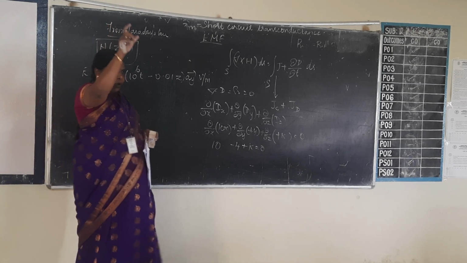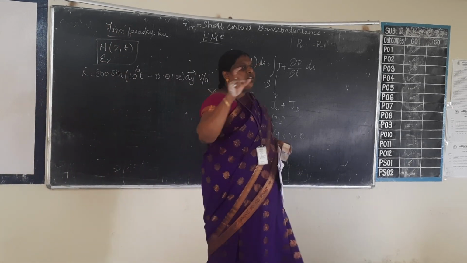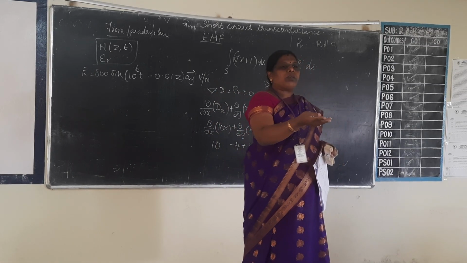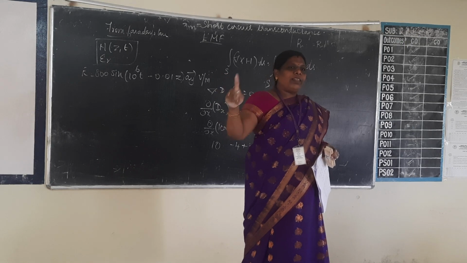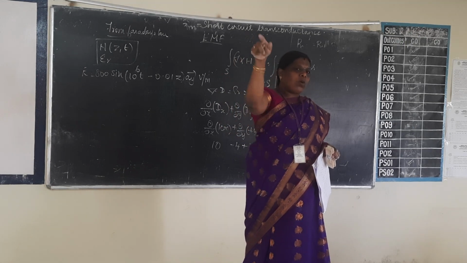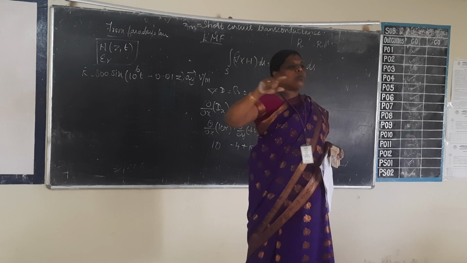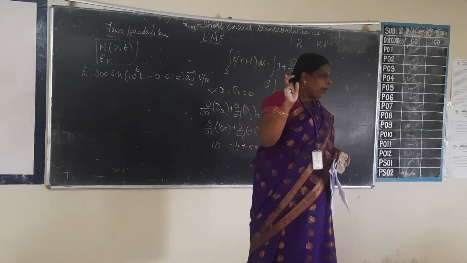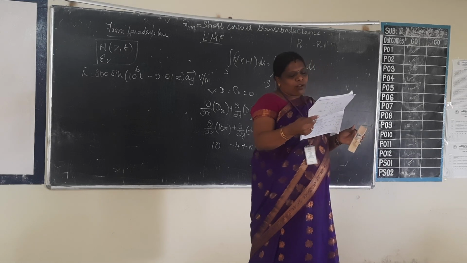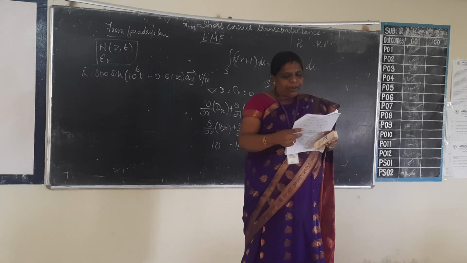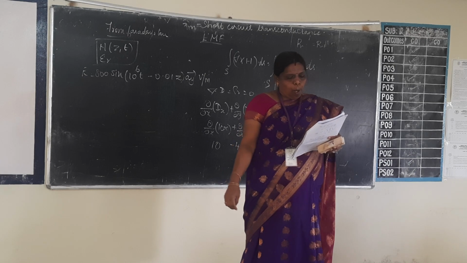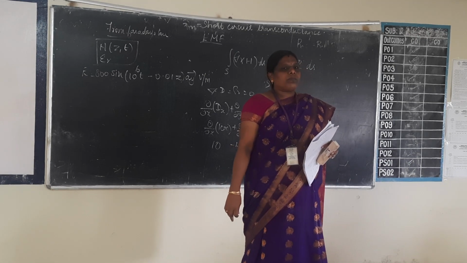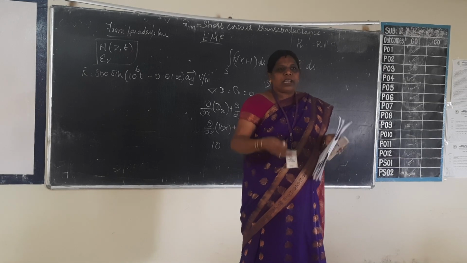You have to remember all the relations. Which relation holds good for our answer? You have to think. Del cross H is equal to J is equal to dou D by dou t is equal to epsilon E, epsilon is equal to epsilon naught into epsilon r. So from that you can find out epsilon. Is it clear? And then we have been asked to find out H also. How do you find out H? Tell me like that for H.